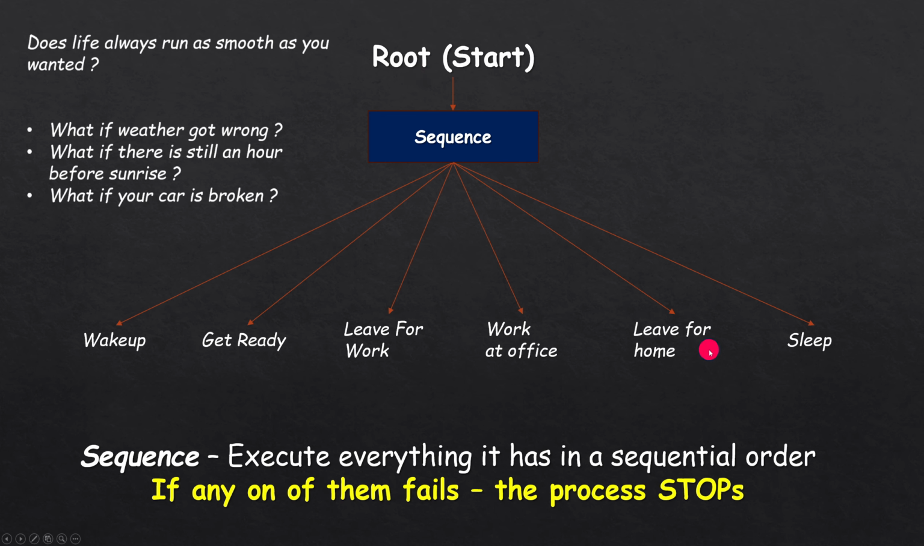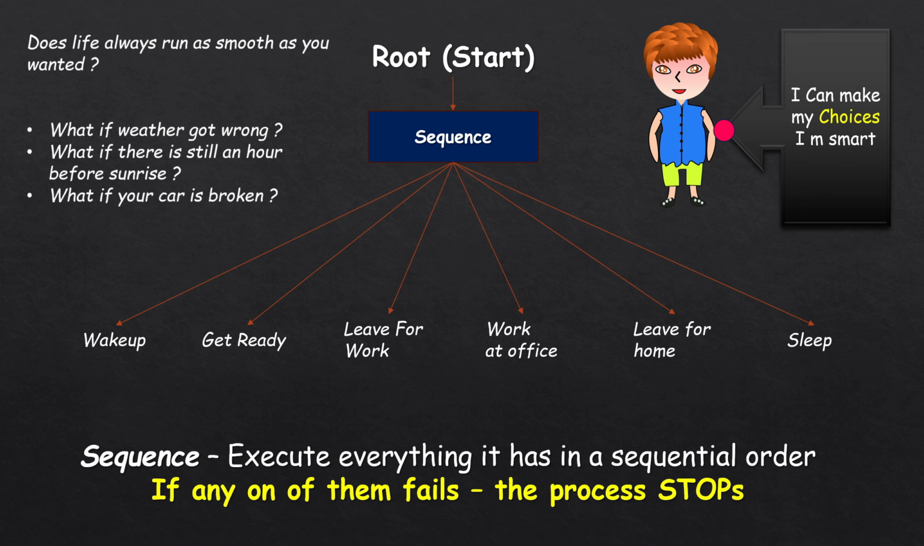Let's say you are here. You want to leave for home and your car is broken for some reason. So it will fail. So remember, if any one of the tasks fails, the sequence is considered a failure. Otherwise, if everything is executed successfully, then it is considered a success. Okay, so of course it is not always going to happen. Something might not work. There can definitely be such situations. So we want our AI to make choices in that case.